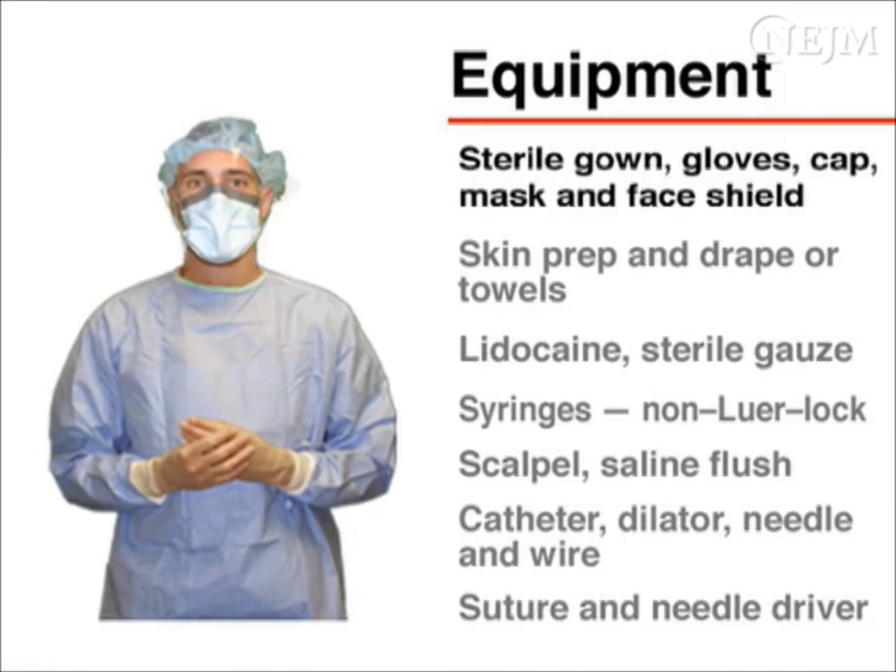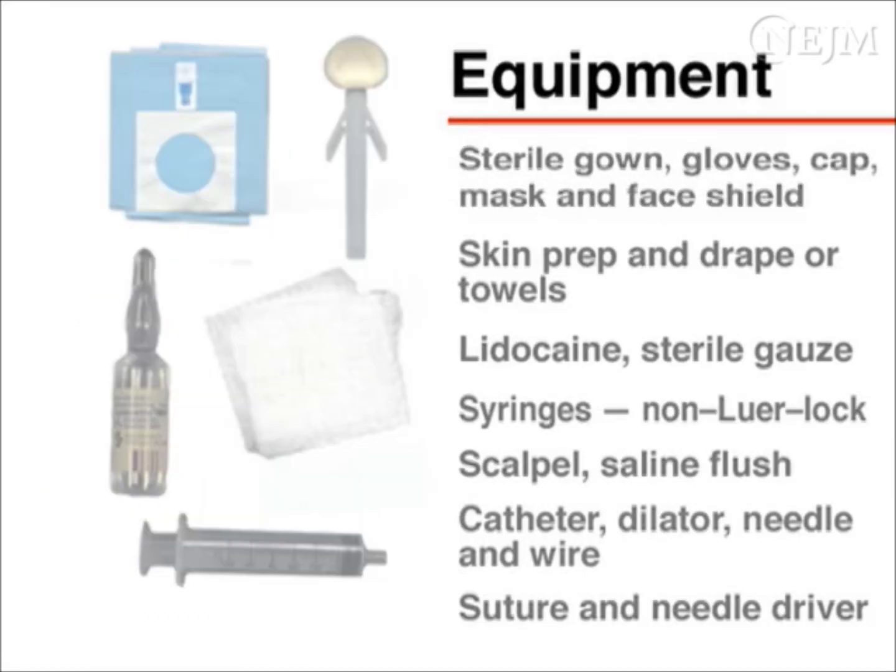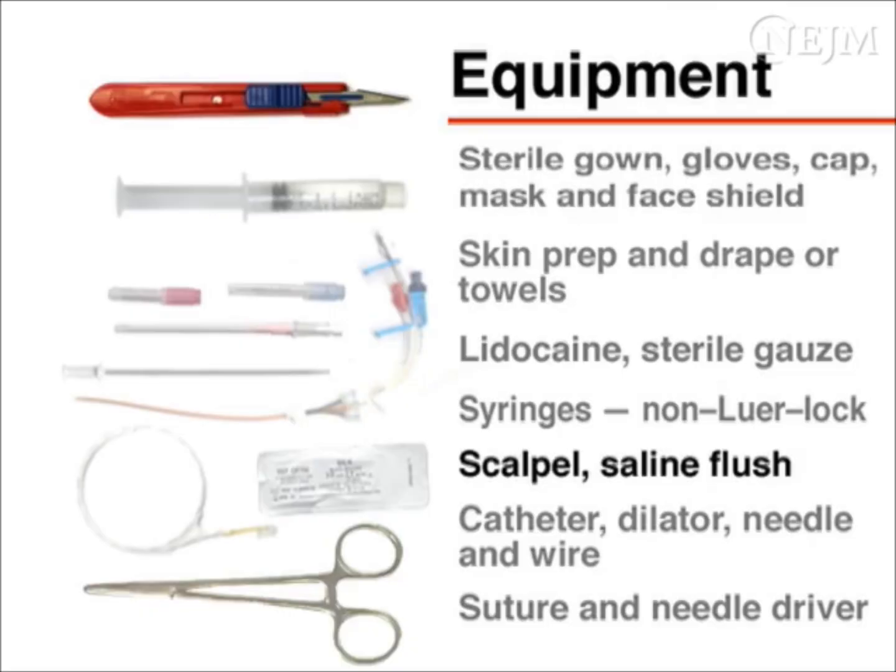Most of the equipment can be found in commercially prepared kits, and should include skin preparation solution, sterile towels or drapes sufficient to cover the entire body, 1% lidocaine, sterile 4x4 gauze, non-luer lock or slip-tip syringes, which are easy to remove from the needle, a number 11 blade scalpel, saline or heparinized flushing solution, a catheter with the appropriate length and number of lumens, a compatible skin dilator, usually 1 French larger than the line, an appropriate sized needle, a guide wire of compatible size, which will pass through the catheter and needle, suture, and a needle driver.